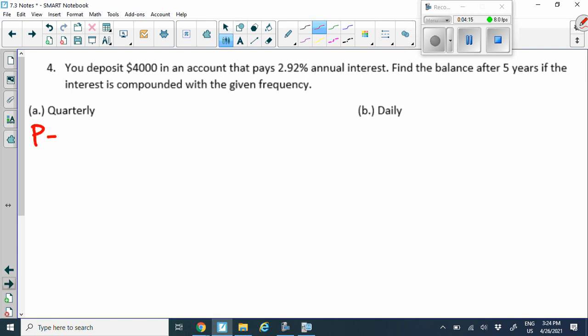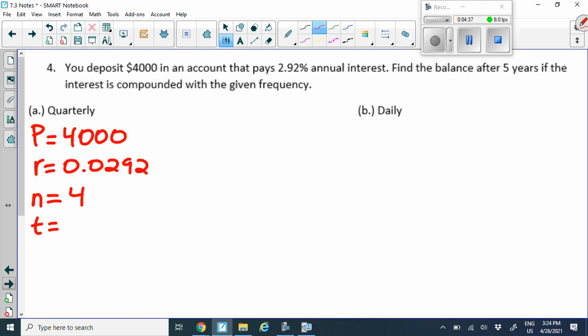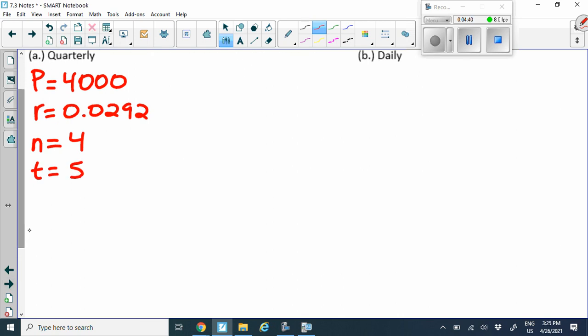Okay, let's first talk about our principal, the initial amount. We initially put $4,000 into the account. Then our rate, don't forget, we've got to change that percentage into a decimal, meaning I need to move the decimal over 2 places to the left. So I have 0.0292. We said the number of times we compound is 4, and then our time that we're compounding is 5 years. Now we basically just plug this into our formula. So I have A equals 4,000 times (1 plus R divided by 4) to the n times t, so 4 times 5.